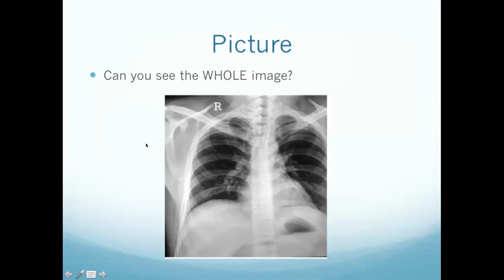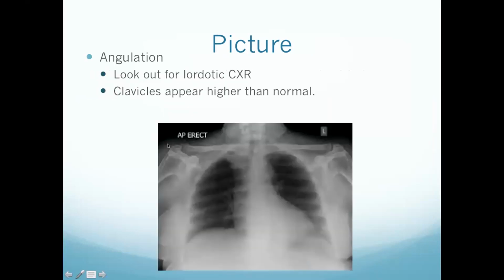So essentially the main thing is, can you see the whole image? I might ask you if there is a small left pleural effusion. I'd say, well, I don't know because I can't see the left costophrenic angle, so it's impossible to say. The costophrenic angles are the ones most likely not to be picked up sometimes, so just be careful to look out for that.